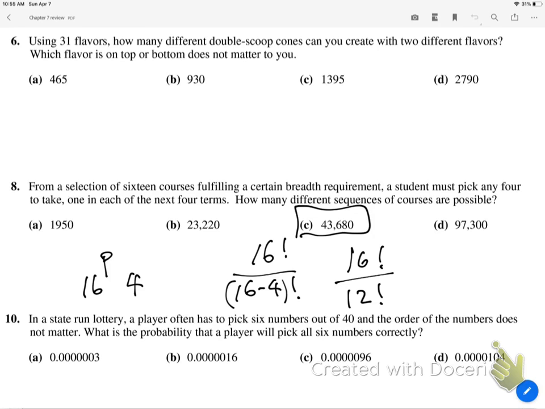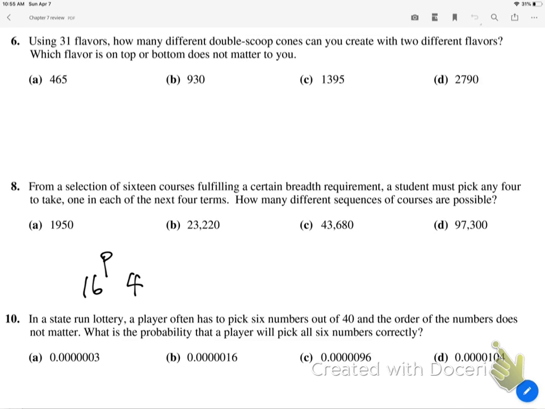Okay, finally, this one was a combination. It is a lottery, and you are picking, have we got any more questions on this? Is this the only question? We did that one. So it is 6 numbers out of 40, so it is the combination again. Let me just erase this and try it again. A combination of 6 numbers out of 40: 40 factorial over 40 minus 6 factorial with a 6 factorial.